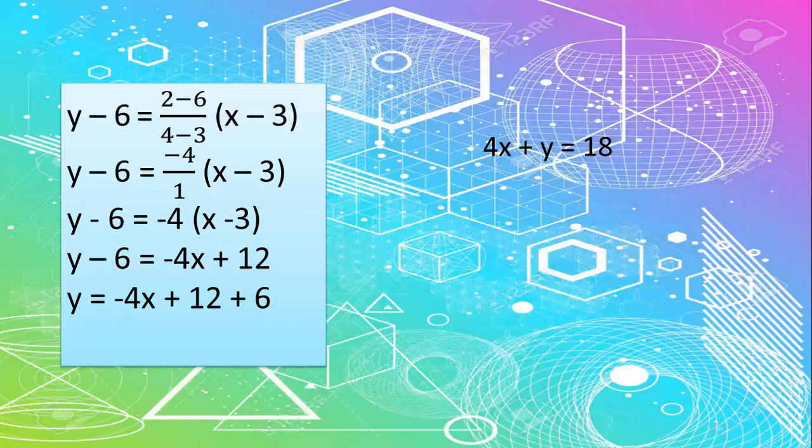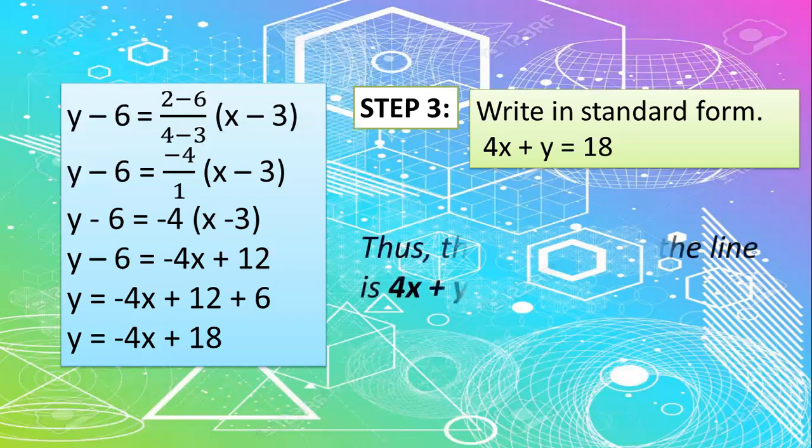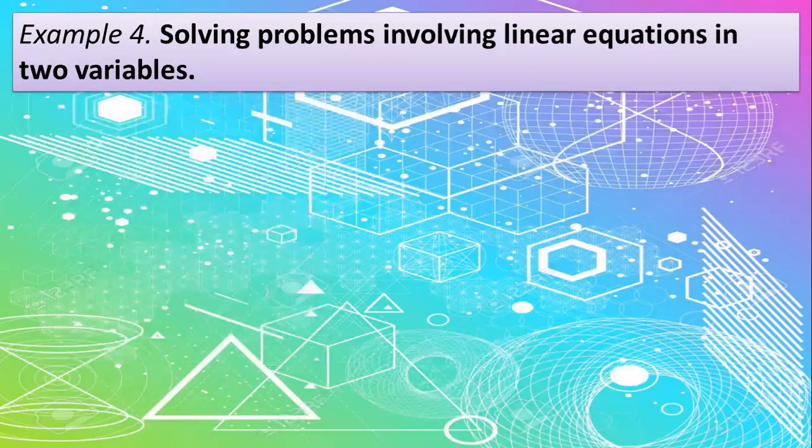So, combine like terms. Like terms po natin si 12 at si 6. So, we have y is equal to negative 4x plus 18. And again, for step number 3, we simply need to write this in standard form. Ang standard form natin ay yung ax plus by is equal to c. So, pag nilipat po natin, again, transposition or APE, from negative 4x, we became 4x plus y is equal to 18. That's why this is our equation of the line.